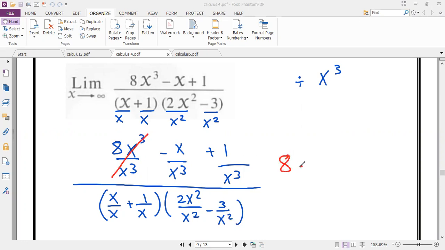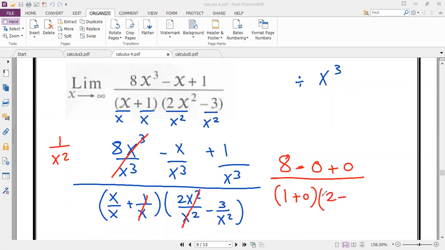So it's 8 here minus x over x to the power of 3. It will be 1 over x to the power of 2, which is 0. And 1 over x to the power of 3, it's 0 also. So it's 8 minus 0 plus 0 divided by x over x, it's 1. And 1 over x, 0 plus 0 multiplied by x to the power of 2 divided by x to the power of 2, it's 2 minus 3 over x squared, it's 0. So we ended up with 8 divided by 1 times 2, it's 2. 8 divided by 2 equals 4.